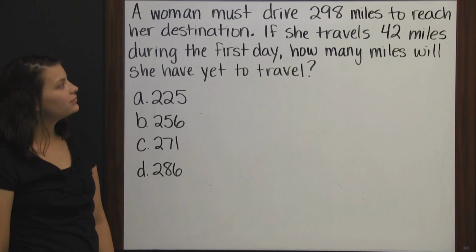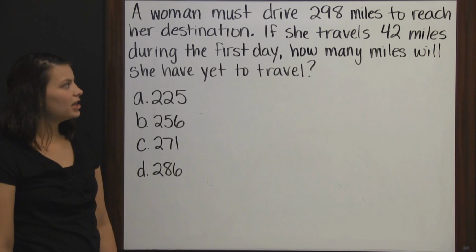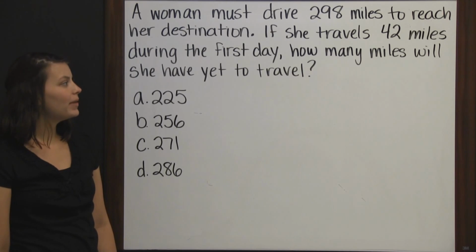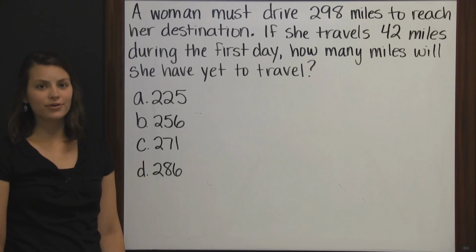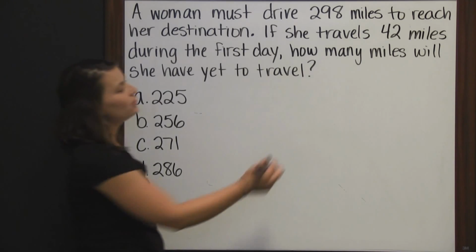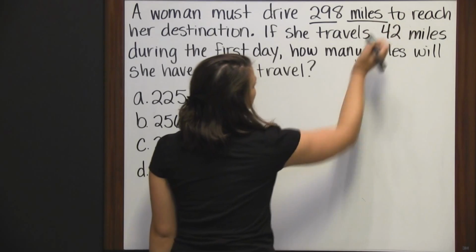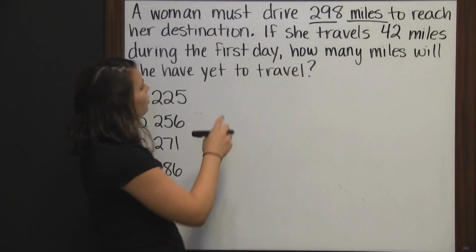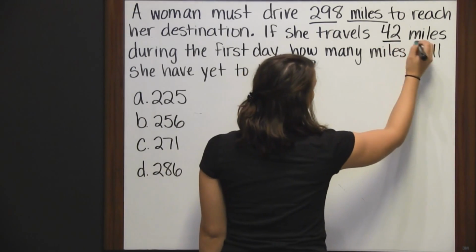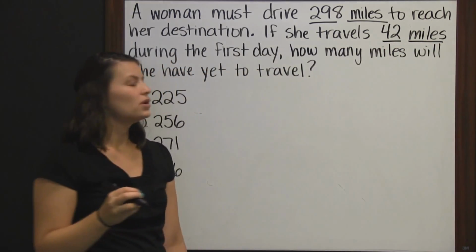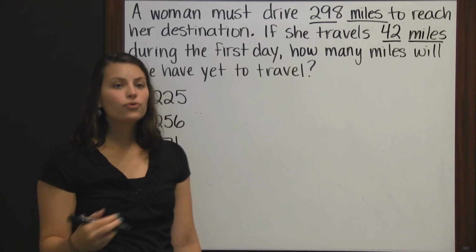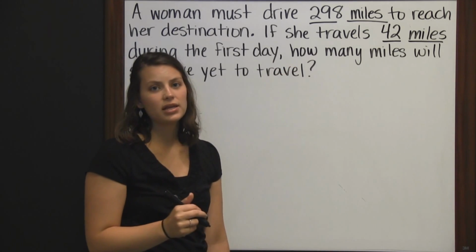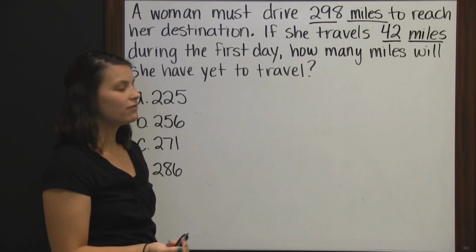A woman must drive 298 miles to reach her destination. If she travels 42 miles during the first day, how many miles will she have yet to travel? 298 miles is the total that must be driven. It says on the first day, she drove 42 miles. So she's already taken care of 42 of those 298 miles that she has to travel.